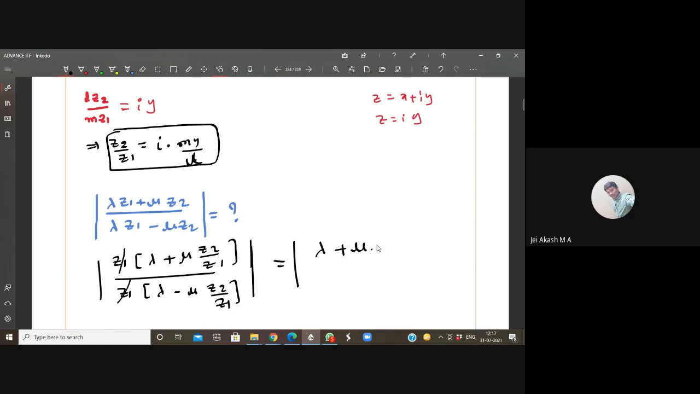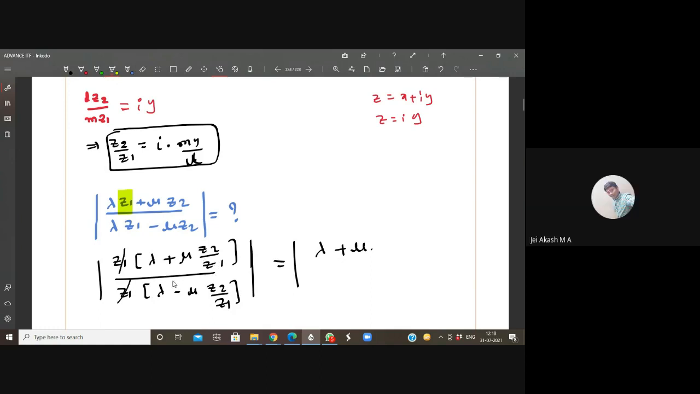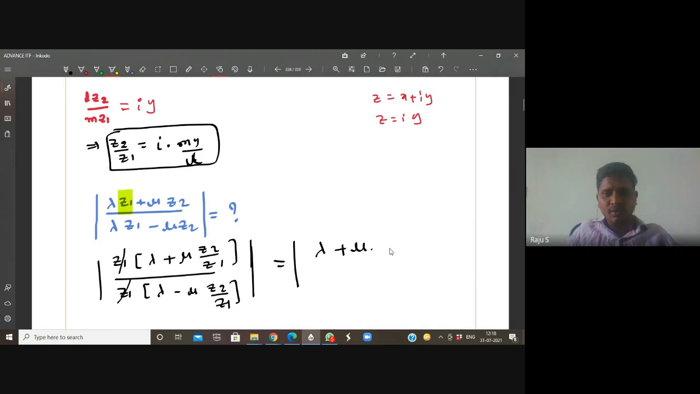Sir, how did you write it, is it common? I am taking z1 common in numerator and denominator. If I take z1 common, the remaining lambda, when you multiply with z1 in numerator and denominator, we are going to get the same.